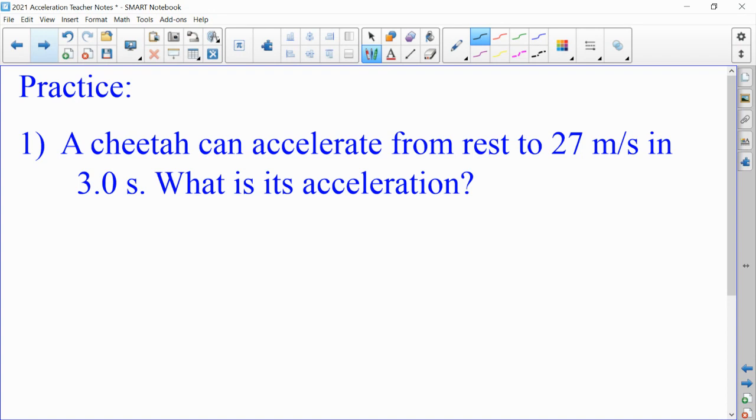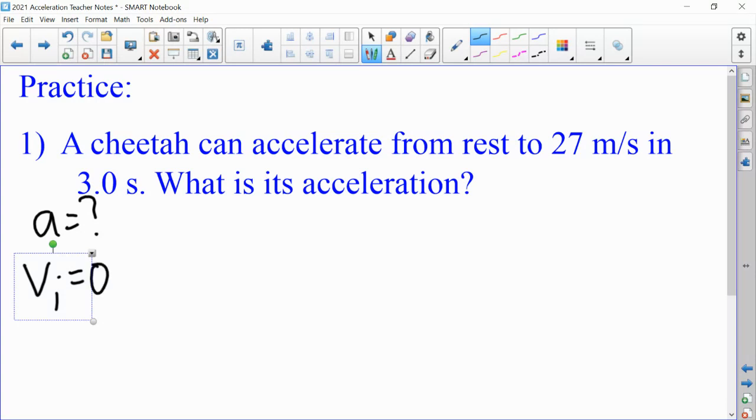Number one, a cheetah can accelerate from rest to 27 meters per second in 3 seconds. What is the acceleration? The unknown, what we're looking for, is A. So that's our question mark. What else do we know? It says it can accelerate from rest. If something is at rest, what's its initial velocity? That would be equal to 0.